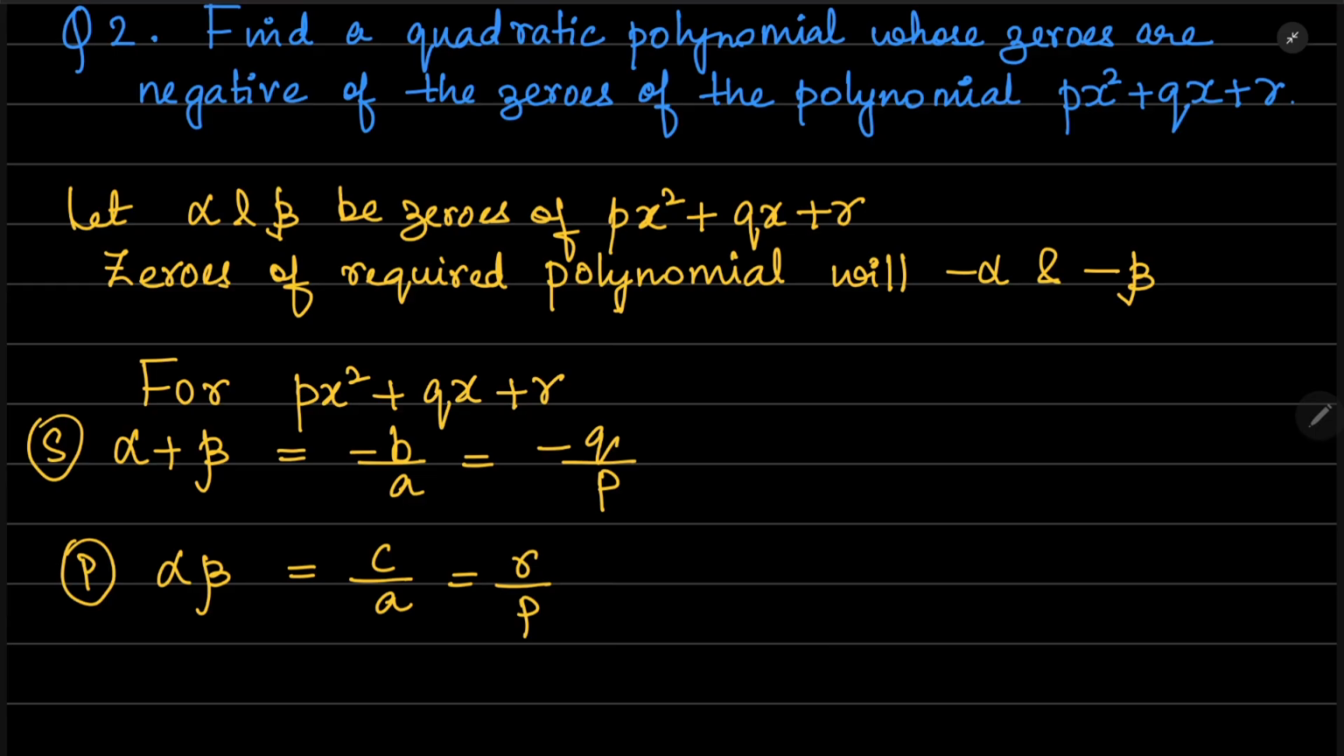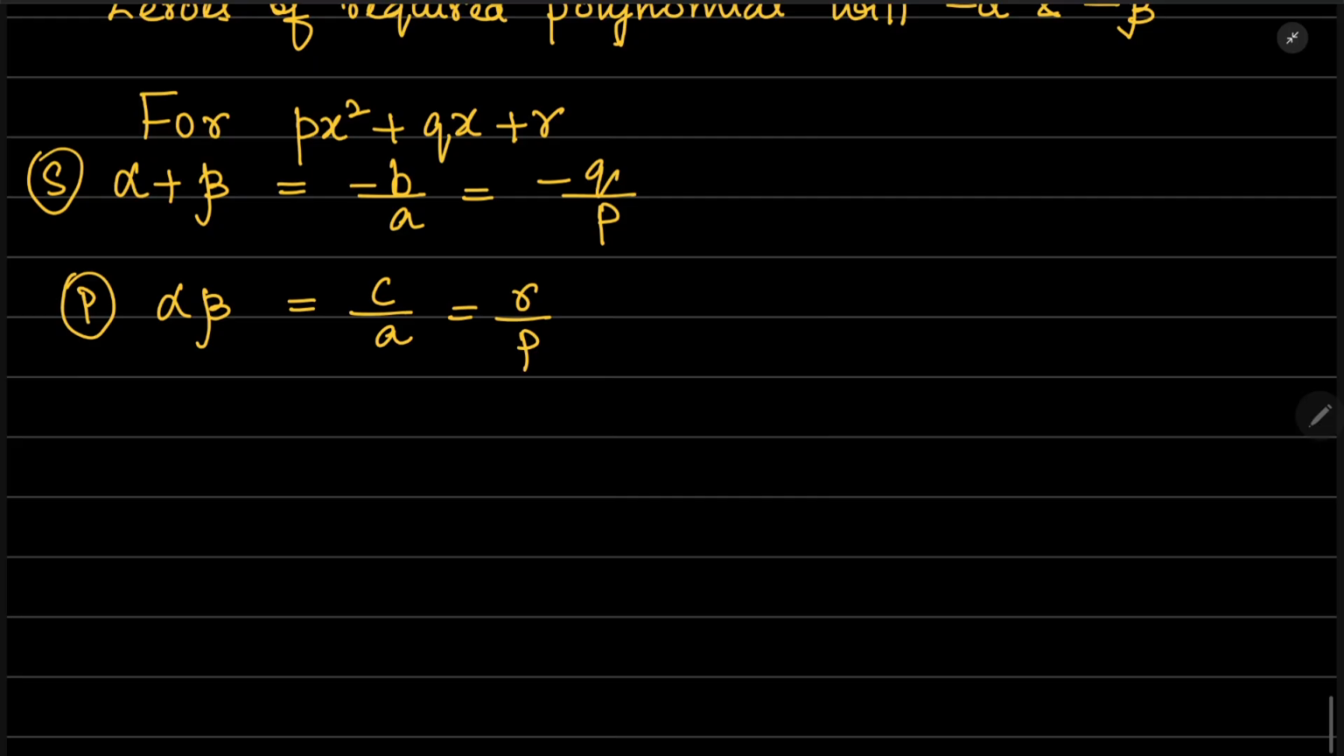Okay. So once you have got this for the given polynomial px square plus qx plus r, what the question is giving us, you are assuming alpha and beta are the zeros. Because we have already taken alpha and beta as zeros, we have calculated the sum and the product. Now, for the required polynomial, the zeros would be minus alpha and minus beta. Now, let us write the required polynomial.